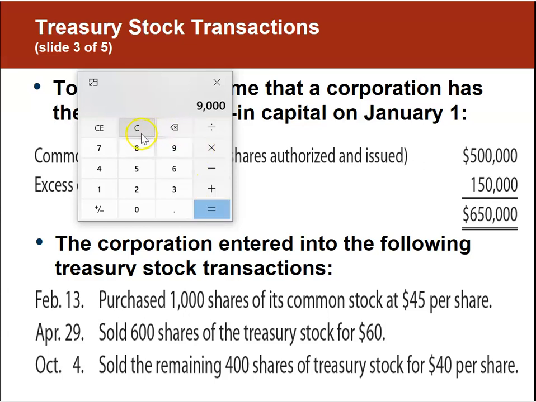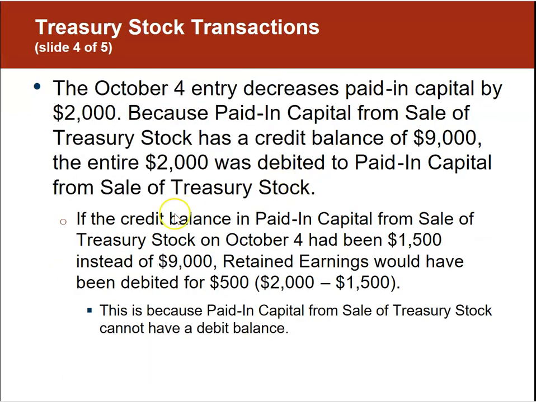Okay. This transaction, we're going to take the $45 that we paid minus the proceeds, and that's going to give us $5 times, you know what, let's do this. Let's take the $40 that we sold it for minus 45. That's going to give us -5 to show that we sold it for less. Then let's multiply that by the number of shares, 400. This is going to decrease paid-in capital from the sale of Treasury stock by $2,000. Okay. So now let's go to the next slide.